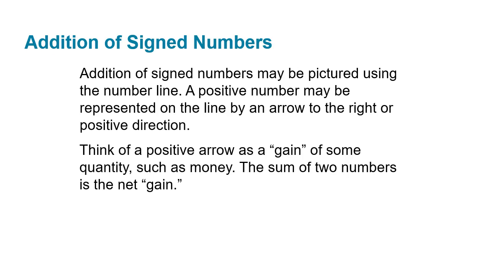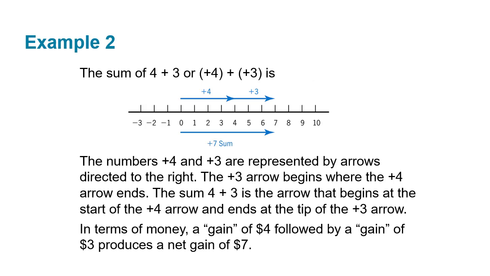Adding up signed numbers can be pictured using the number line, and you can think of a positive arrow as a gain of some quantity, such as gaining money, and a negative arrow is a loss of something, like losing money, and so negative means you owe. So the sum of 4 plus 3, remember there's nothing here, so we assume it's positive, right? So it's like positive 4 plus positive 3, so we start at 0, and we go to the right by 4, we go to the right by 3 more, which gives us a total of 7.